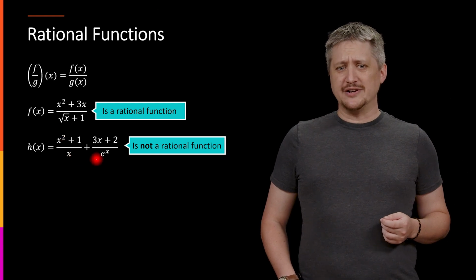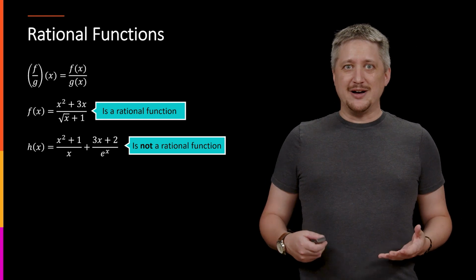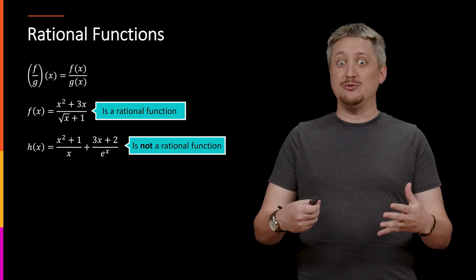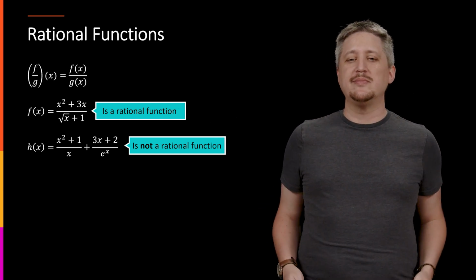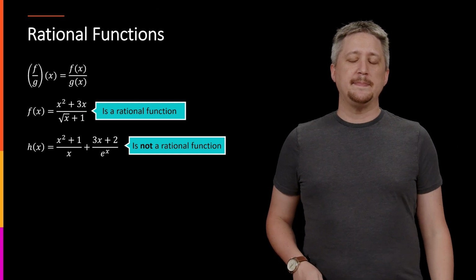That being said, it would be very easy to make it a rational function, right? You would just make the common denominator and put them together into one fraction expression, then it would be in the proper rational function form. But as it stands now, we wouldn't necessarily call this a rational function, okay?